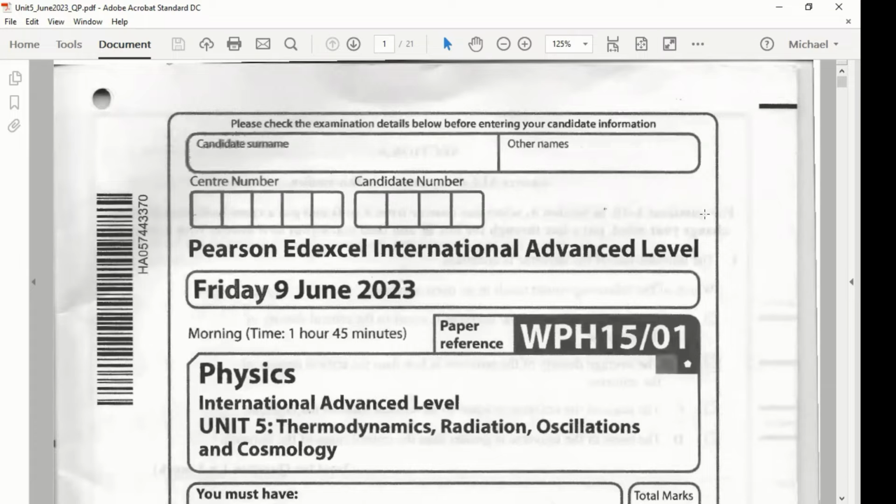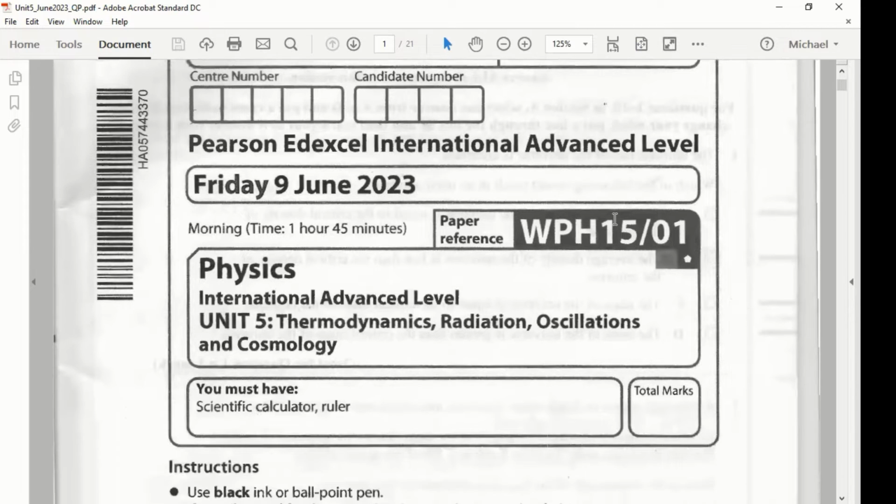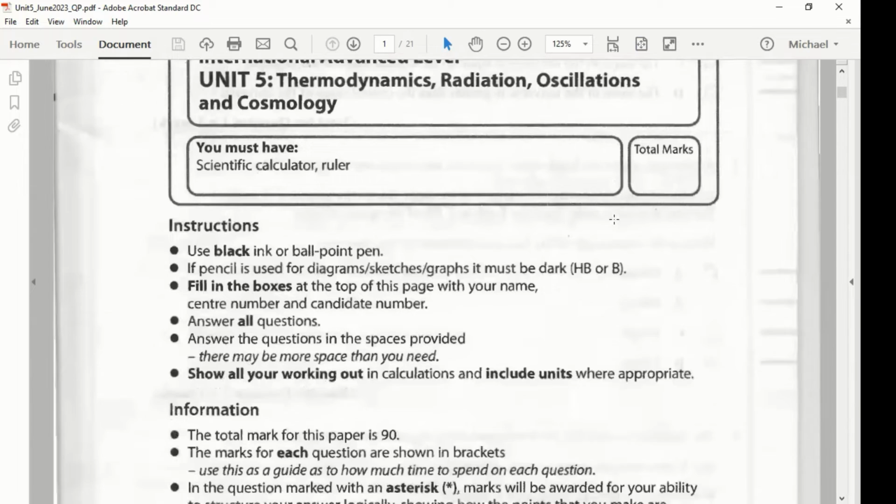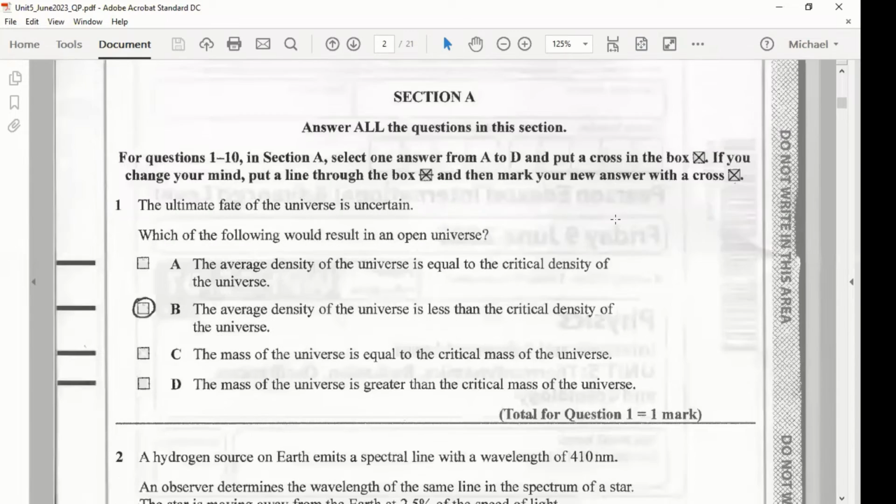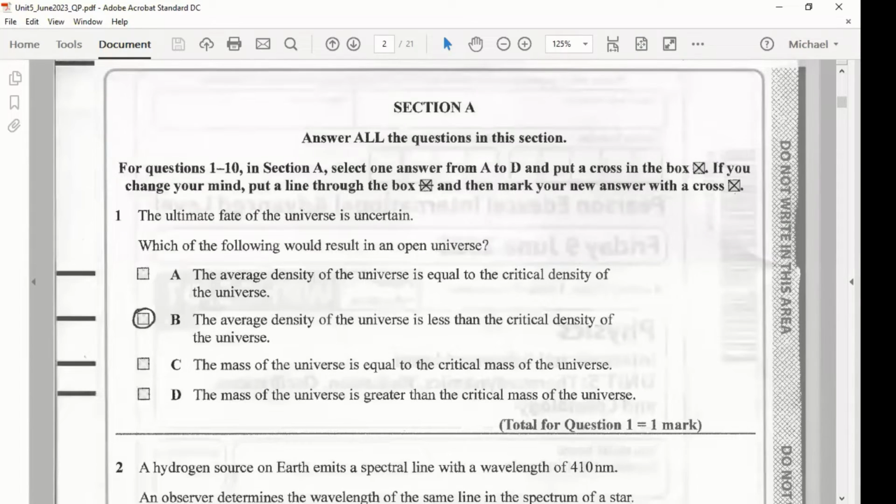Hello and welcome to a walkthrough of the Pearson Edexcel International A-Level Unit 5 that was sat about 2 weeks ago on Friday the 9th of June. 1 hour and 45 minutes. Starting with 10 MCQs. Question 1.